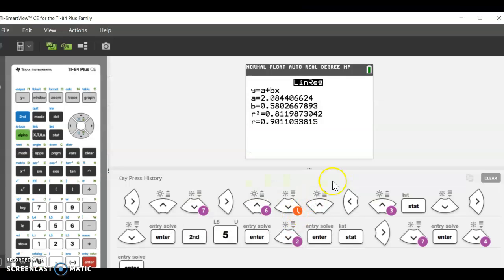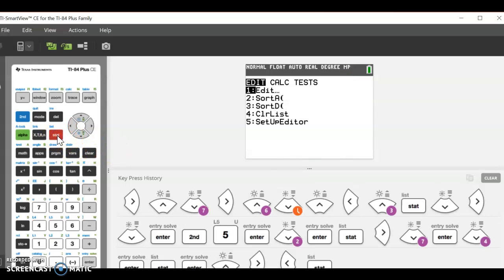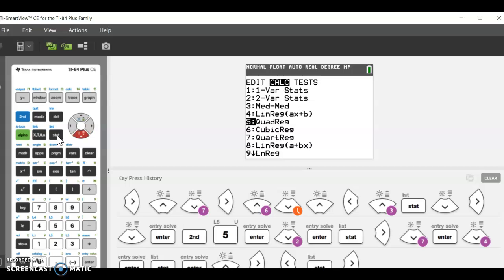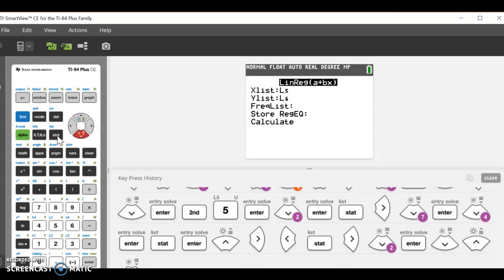But let's go to the calculator and type in our data. I already have mine typed in from before, so mine's in L5 and L6. Again, we're still talking about the root depth of a watermelon plant and the mean weight of the watermelons off of that plant. Once we have our data typed in, we go to Stat, Calc. If we're just using the calculator to get our final answer, we would do LinReg. Type in L5, L6, because that's my X and my Y, and then we calculate that.